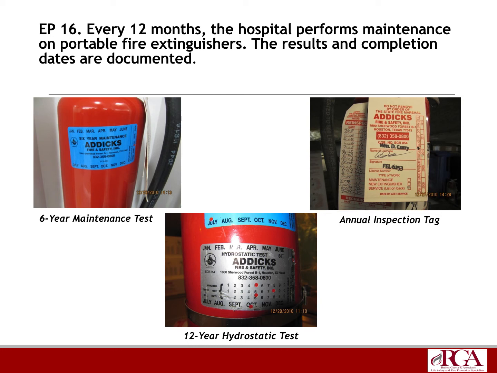Now, if it's a new facility, you're basically just having a formal annual inspection. They're going to look at it, they're going to tag it, nothing changes. It's not until it incurs the 6-year or 12-year anniversary, or a 5-year anniversary for your CO2 and Class K fire extinguishers.